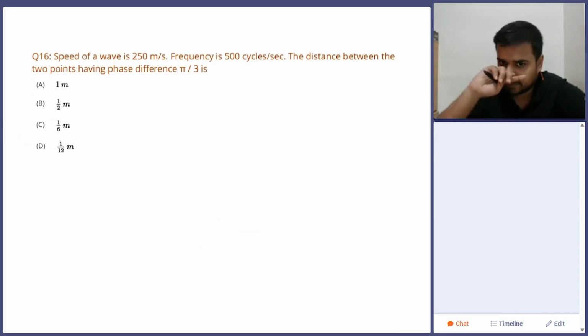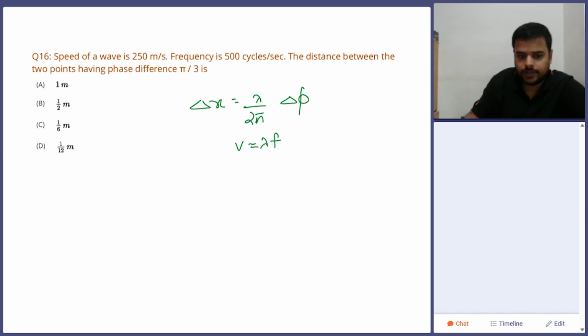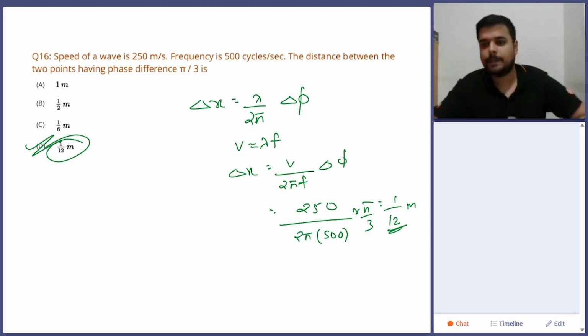Speed of wave is 250 meter per second. Frequency is 500 cycles per second. Find the distance between the 2 points having phase difference pi by 3. So delta x is lambda by 2 pi into delta phi. We know that V is equal to wavelength into frequency. So delta x is V upon 2 pi f into delta phi. Now we know all the data. V is 250, 2 pi, 500, pi by 3. So it is 1 by 12 meters. Option B.